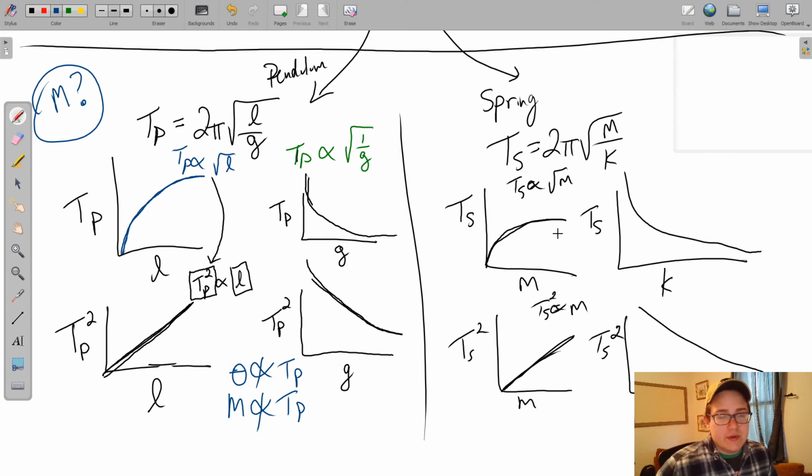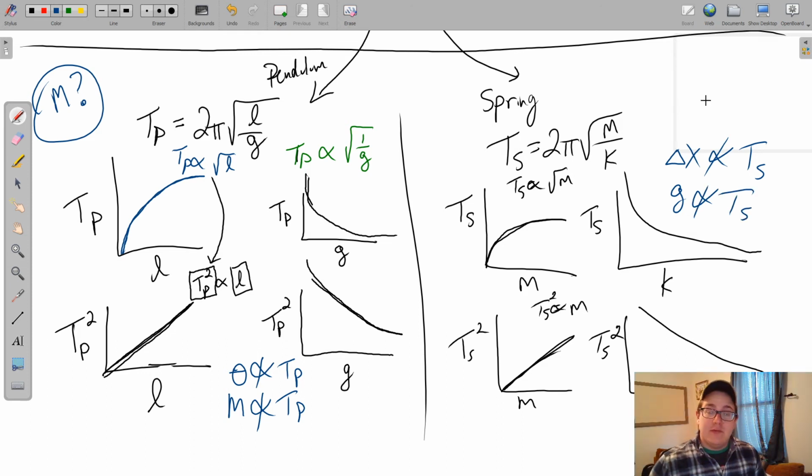Let's hop back over to springs. What does not show up? When you look at a spring, what do we know so far? We know stretch distance. How is that related to the period of a spring? It's not. And what else do we know? Gravity. Does gravity have any relationship with the period of a spring? It sure does not. Does it have a role to play when you're looking at restoring forces? Yes, but it does not change the period one bit.